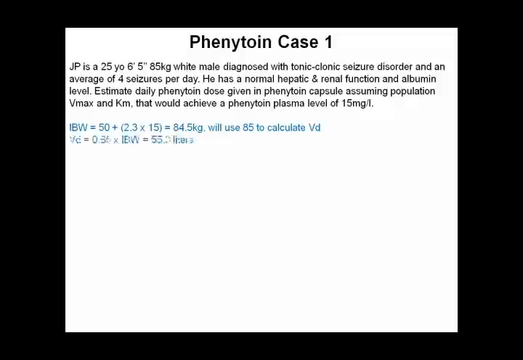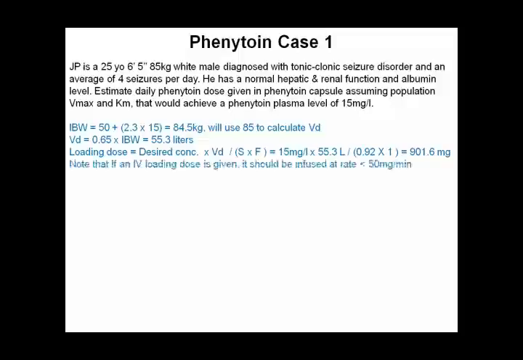So we'll use the ideal body weight to calculate volume of distribution, and we multiply the weight of the patient by 0.65, and we multiply this volume of distribution by desired concentration of 15, and divide by the salt factor of 0.92, and you get about 900 milligram as a loading dose, one time. And if you're going to give it IV, you infuse it at a rate less than 50 milligram per minute.